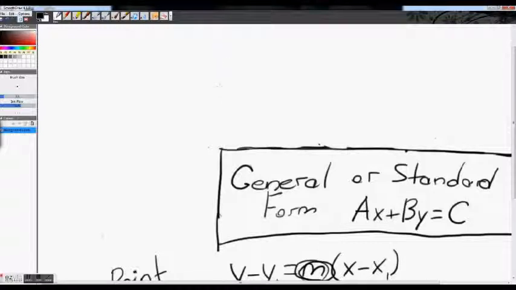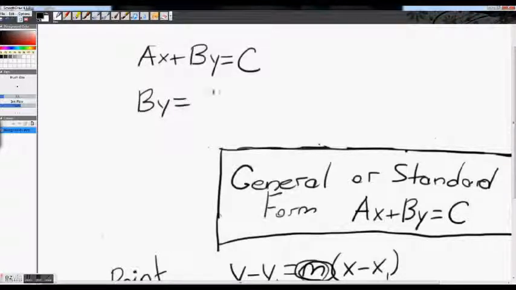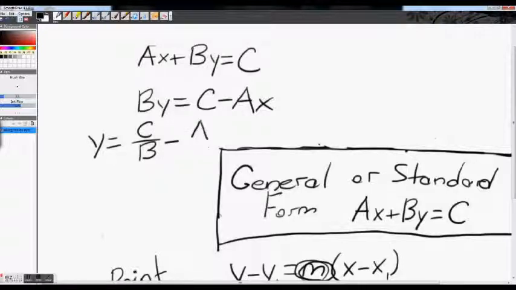So a and b are both not 0. Let's look at this. Ax plus by equals c. So we rewrite this. By is equal to c minus ax, and y is equal to c over b minus a over b x.